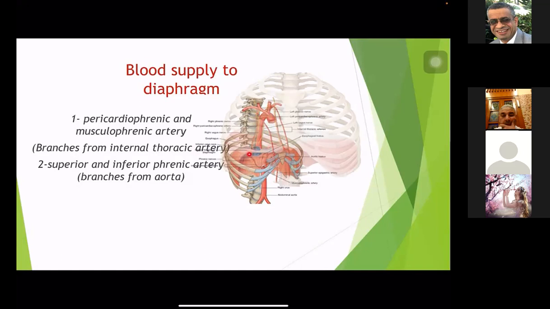The second is the superior and inferior phrenic arteries. This is the inferior phrenic artery, which is a branch from the aorta. This is the aorta, as we see, and this is the inferior phrenic artery supplying the diaphragm.